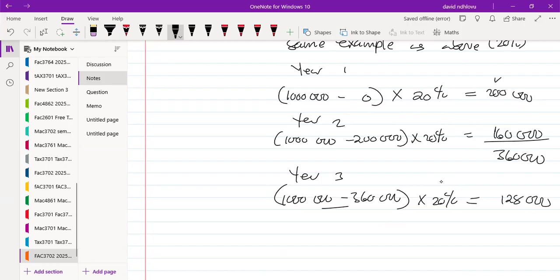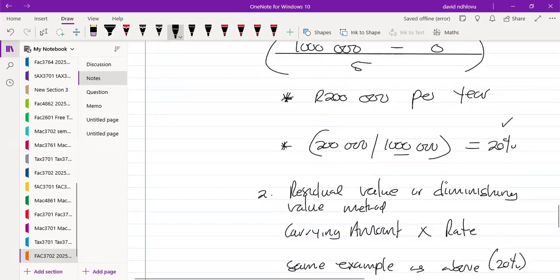So this is how we apply the reducing balance method. So hopefully we are all on the same page. I'm just running through this. It's already assumed knowledge in this module. Any questions, good people, on the residual value maybe? Right, are we clear?